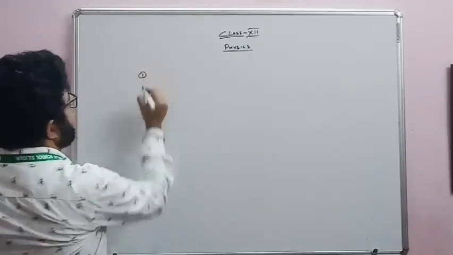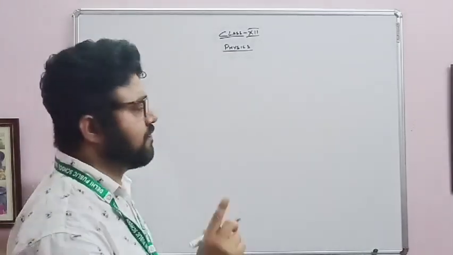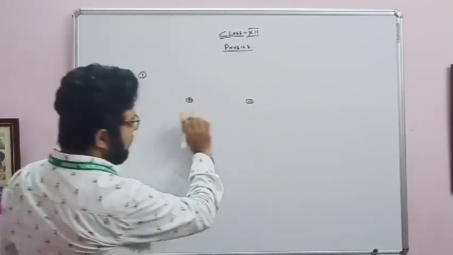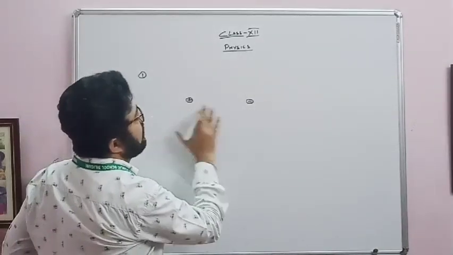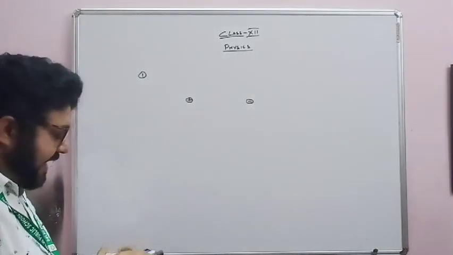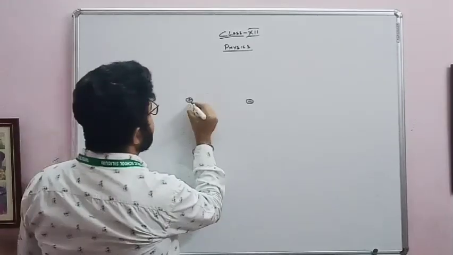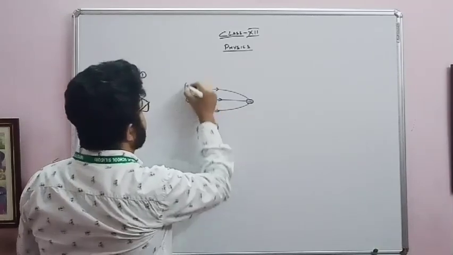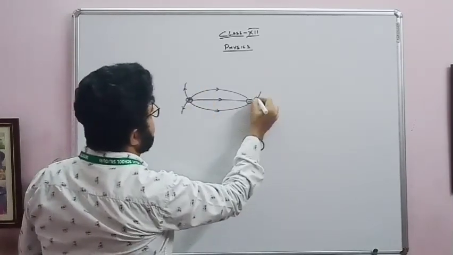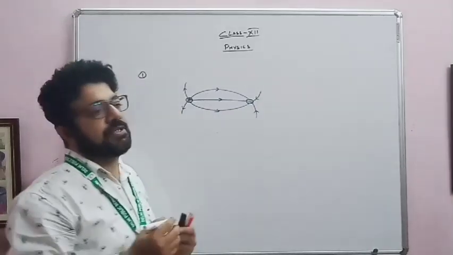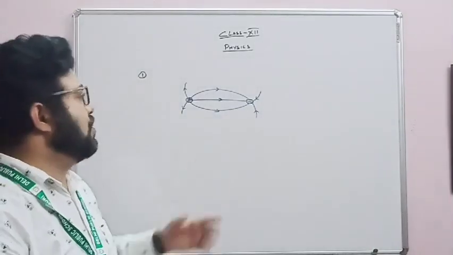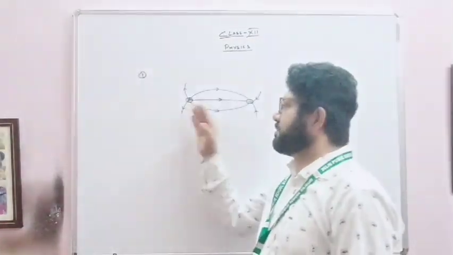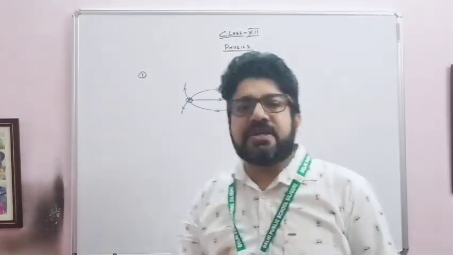So what is the first property of electric lines of force? See, if we draw graphically, if we have two charge particles, one positive and one negative, what do we find? Electric lines of force appear to start from the positive charge particle and terminate at the negative charge particle. So our first property is: electric lines of force appear to start from a positive charge and terminate at a negative charge.